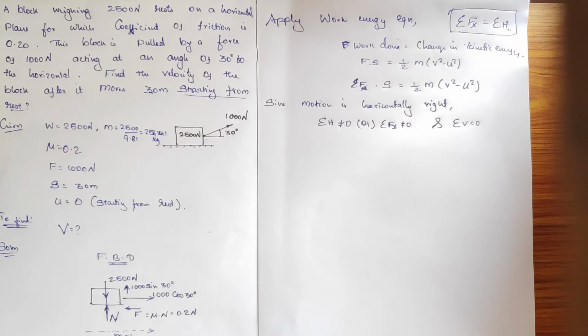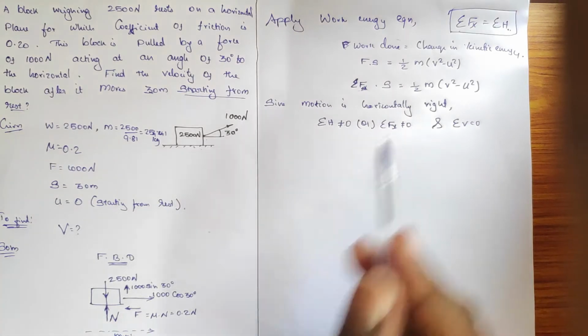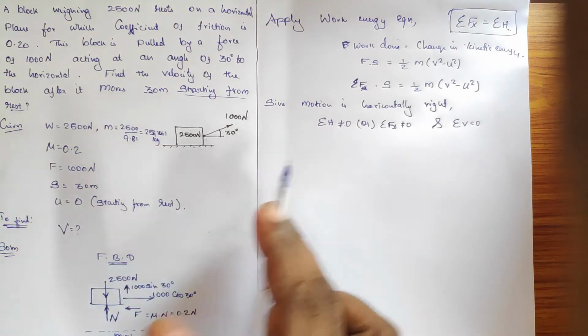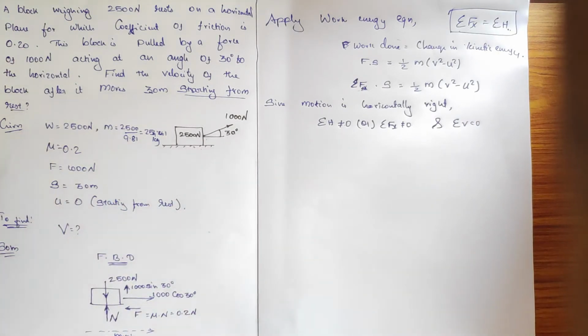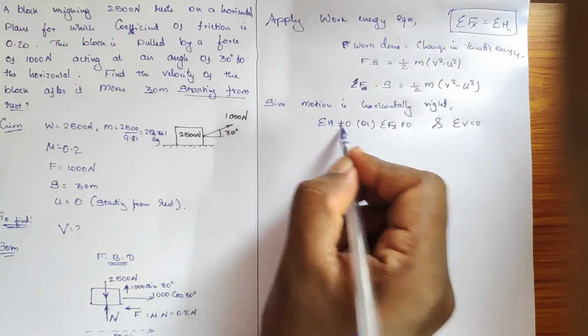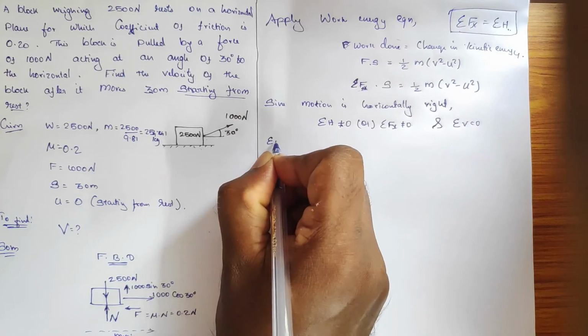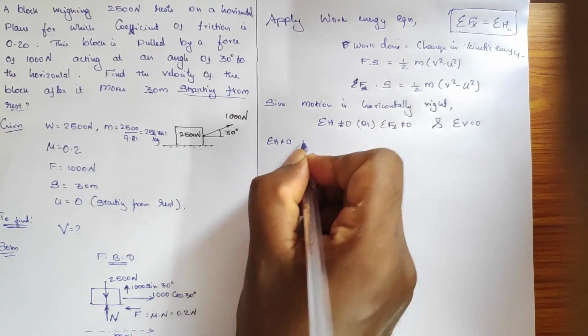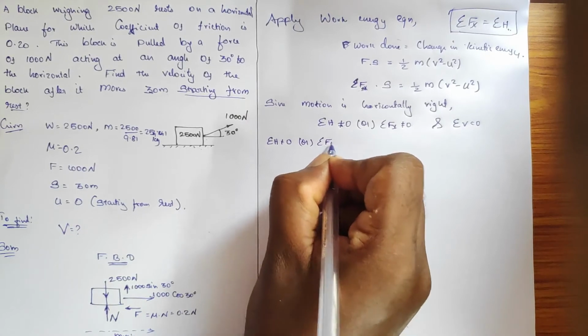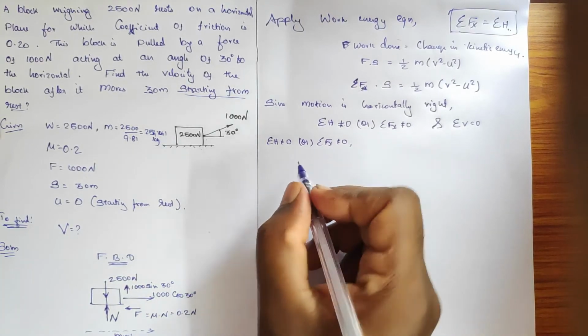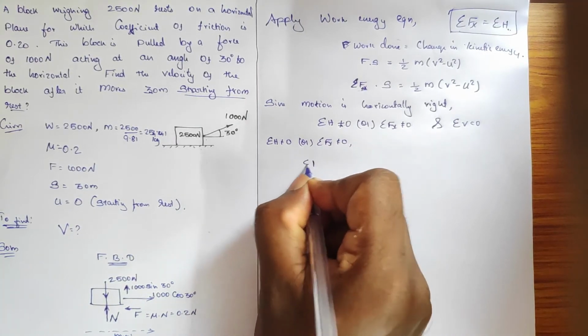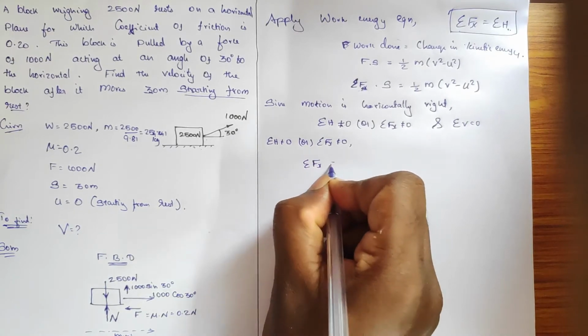Otherwise, if you follow the previous one, sum of horizontal force and sum of vertical force equal to 0, you may get a wrong answer. So if there is a motion in that particular direction, definitely the sum of force will not be equal to 0, right? So in that manner, sum of horizontal force is not equal to 0. If I apply sum of horizontal force which is not equal to 0, I will get the answer for summation of Fx.